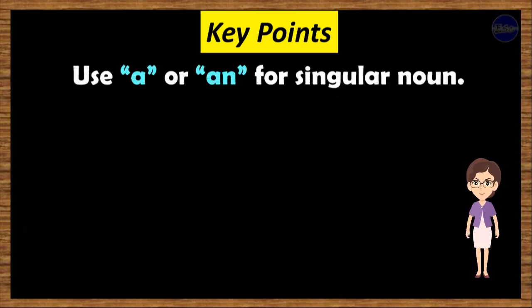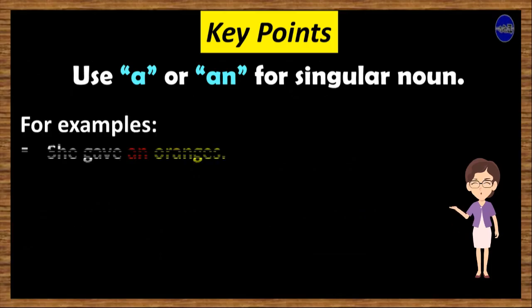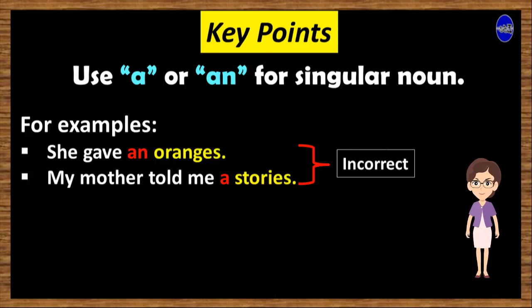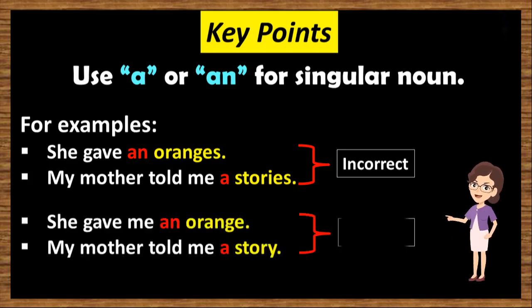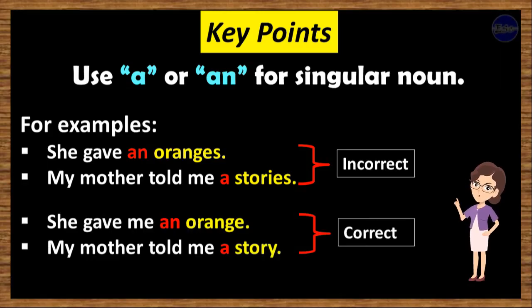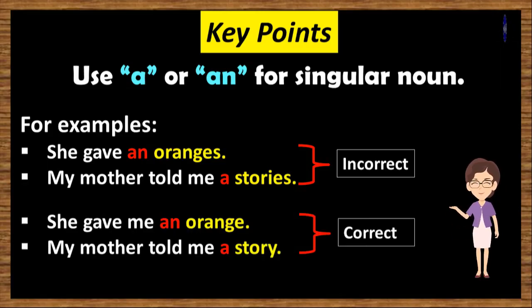Number 2. An and a can only be used before a singular noun. For example, she gave an oranges. My mother told me stories. These two sentences are incorrect because oranges and stories are plural. In fact, we have to use the articles a and an for singular nouns. So, to correct these sentences, they must be: she gave me an orange, and my mother told me a story.